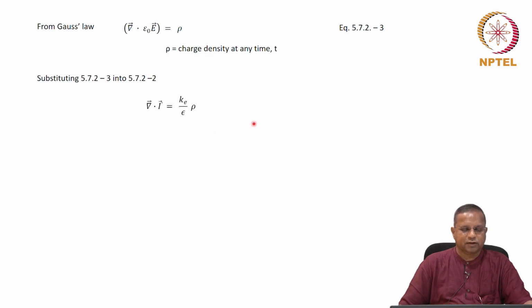If we do that, the left hand side is del dot I dash, which is the same as before, and the right hand side becomes Ke by epsilon times rho. This is equation 5.7.2-4.